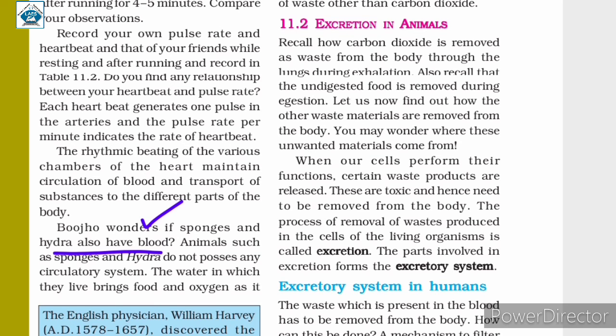तो जब उनकी बॉडी में वाटर एंटर होता है तो वाटर के साथ साथ they get food and oxygen. As the water comes out of their bodies, it takes away the carbon dioxide and also the waste materials out of their body. So because of this, उनको blood जैसे fluid की requirement नहीं है. Therefore, sponges and hydra do not have blood and they do not have a circulatory system.